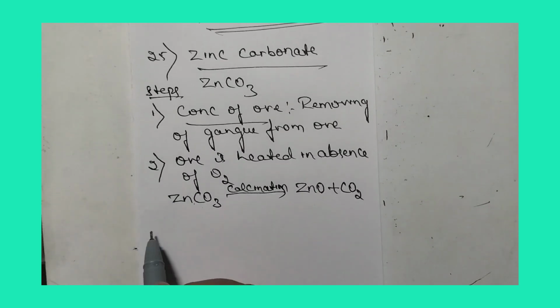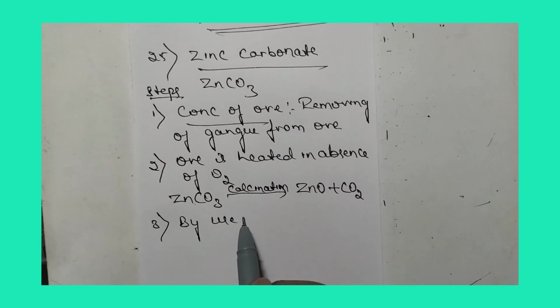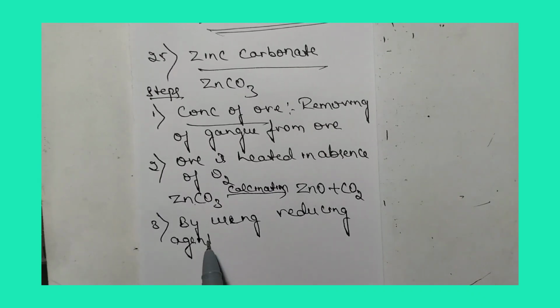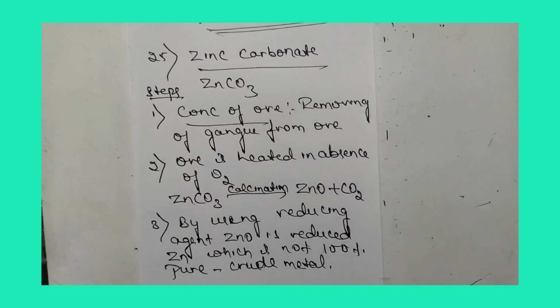This is the second step. Then coming to step number 3, by using a reducing agent, zinc oxide is reduced to zinc, which is not 100% pure, and this not 100% pure metal is called crude metal.